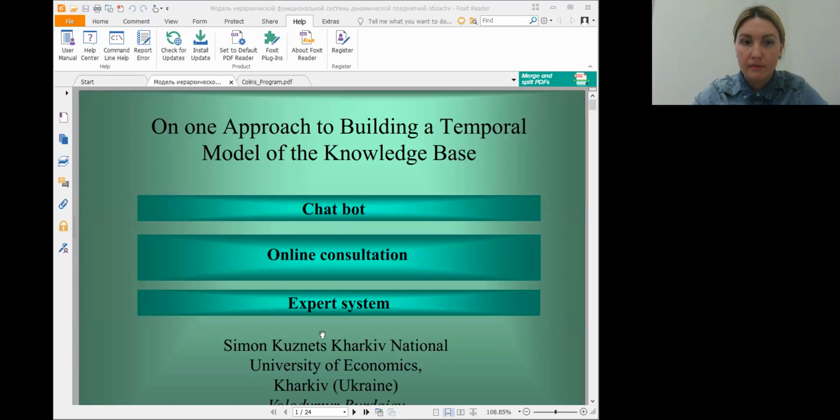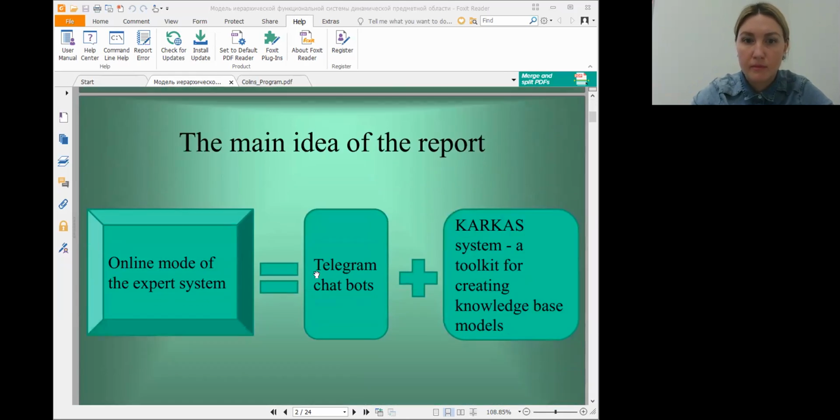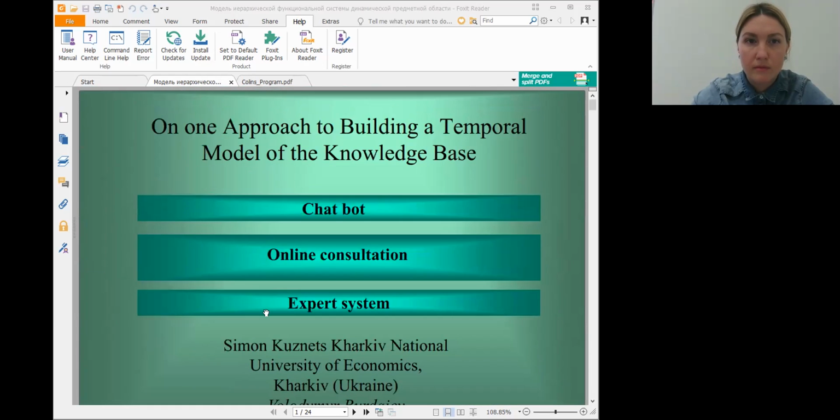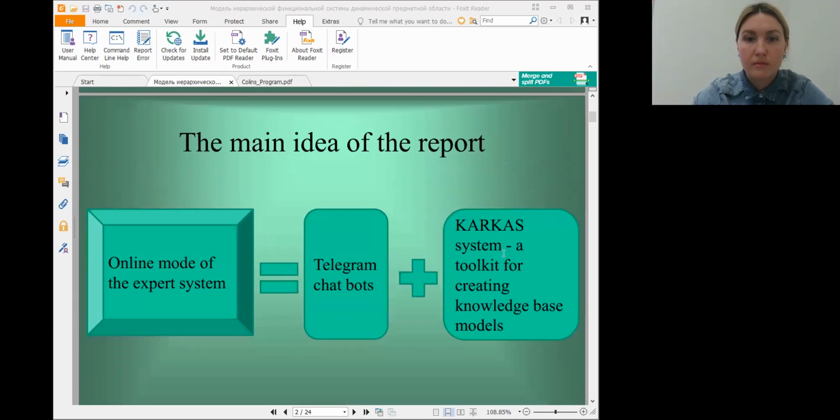The main topic of the report: chatbot, online consultation and expert system. The main idea of the report: online consultation for the expert system is the integration of the Telegram chatbot and the carcass system.